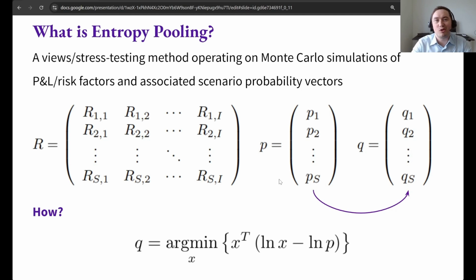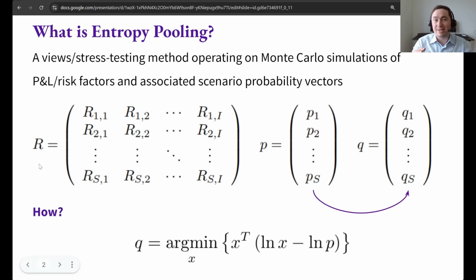So first of all, we start by asking what is entropy pooling, and basically it's a views and stress testing method for fully general distributions. So it can either be historical observations or even better some Monte Carlo simulations that you have performed using either the fully flexible resampling method or some generative machine learning or even normal distribution or log normal distribution simulation if you want. But of course we want to have something which is as realistic as possible.